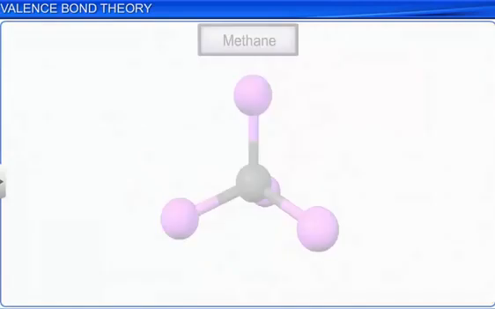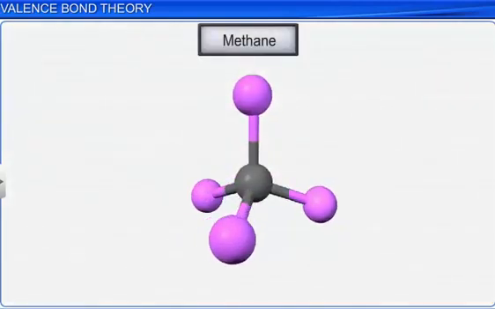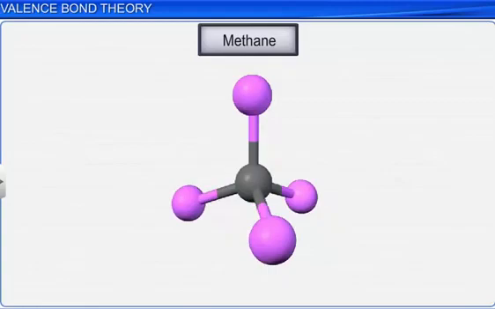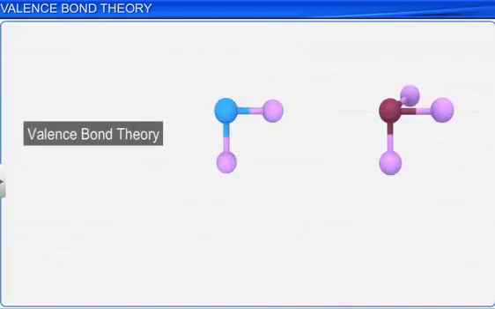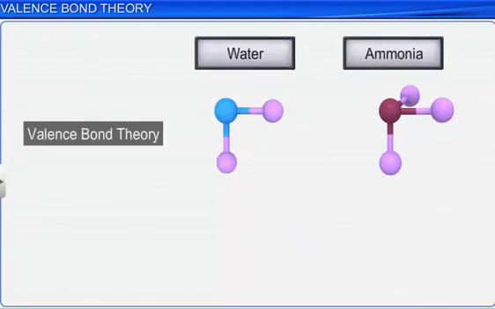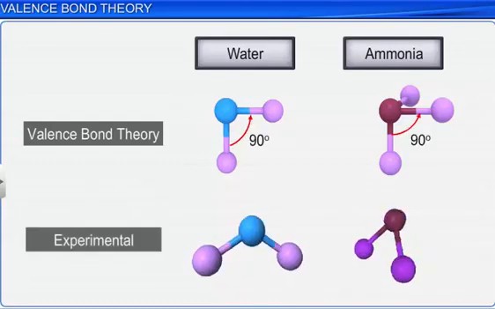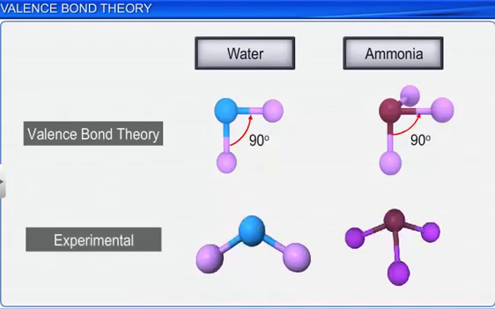But experimentally it is observed that all the four bonds are exactly identical in all aspects and are oriented at a bond angle of 109.5 degrees. Similarly, valence bond theory cannot account for the correct bond angles in water and ammonia. While valence bond theory predicts a bond angle of 90 degrees in them, the experimental results suggest bond angles of 104.5 degrees and 107 degrees respectively. Thus, it can be seen that the valence bond theory fails to account for the actual shape of polyatomic molecules.